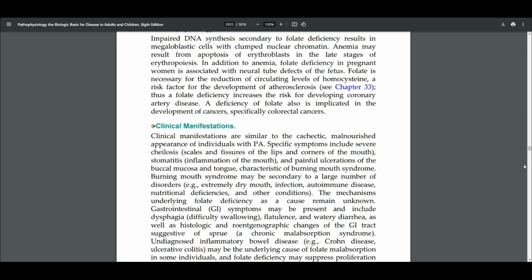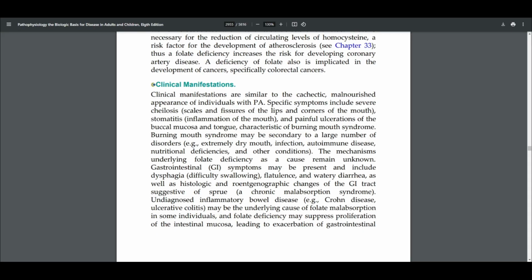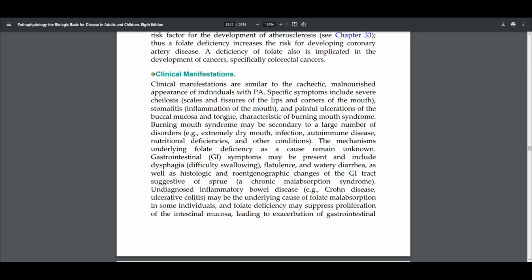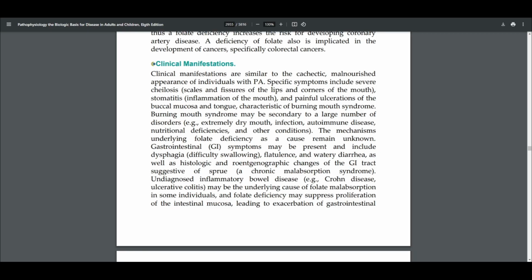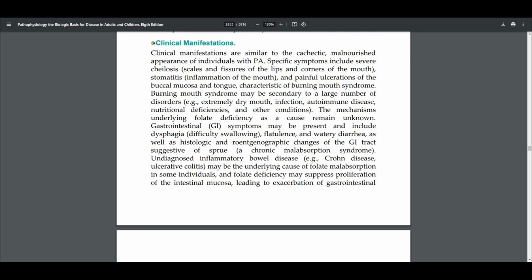So, what clinical manifestations do we see? Clinical manifestations are similar to the cachectic, malnourished appearance of individuals with pernicious anemia. Specific symptoms include severe cheilosis, which are your scales and fissures of the lips, and painful ulceration of the buccal mucosa and tongue, characteristics of burning mouth syndrome. Burning mouth syndrome may be secondary to a large number of disorders.